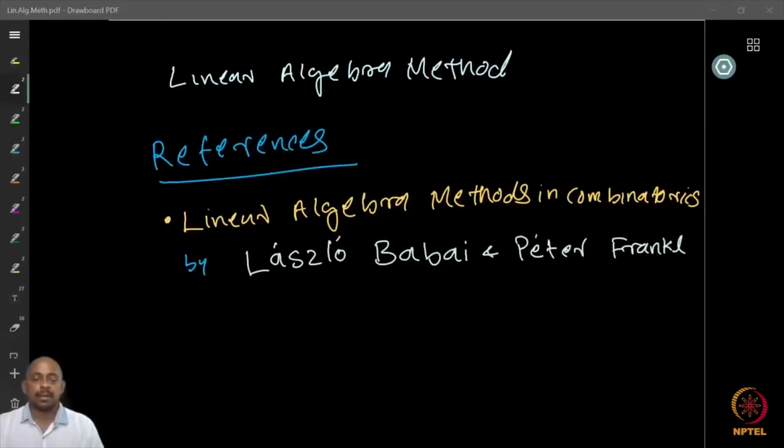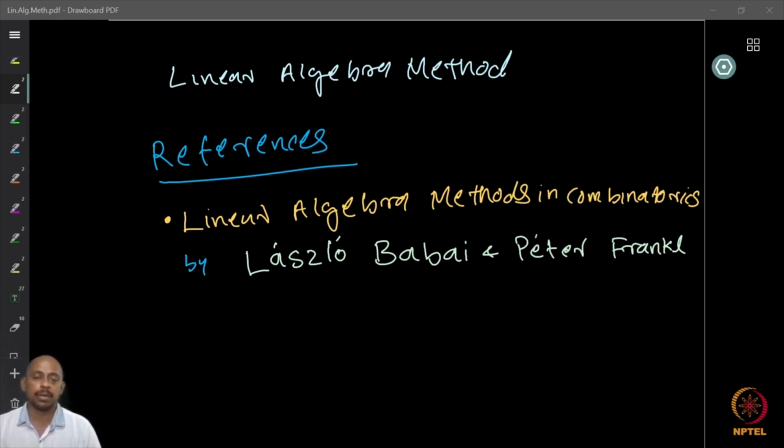So here are some references for the topics that we were discussing. First, the linear algebra method. An excellent reference book is Linear Algebra Methods in Combinatorics by Laszlo Babai and Peter Frankl.